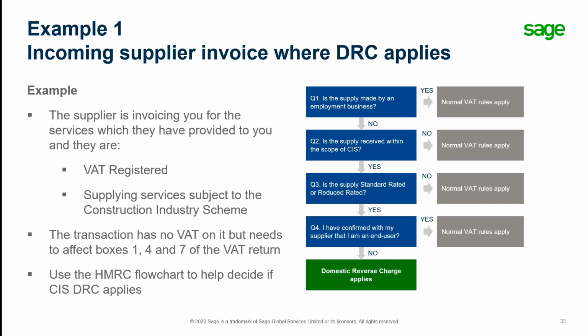Question 3. Is the supply standard rated or reduced rated? For the purpose of the demonstration, we're going to say standard rated. If the transaction had been zero rated or non-vatable, then you would have processed these in the normal manner. Normal VAT rules would apply. Step 4. Have I confirmed with my supplier that I am an end user? In this case, no, we are not the end user in the supply chain. We are going to be providing onward services. So therefore, in this case, domestic reverse charge does apply to this transaction. So we know in that case that this transaction needs to impact boxes 1, 4 and 7 of the VAT return.